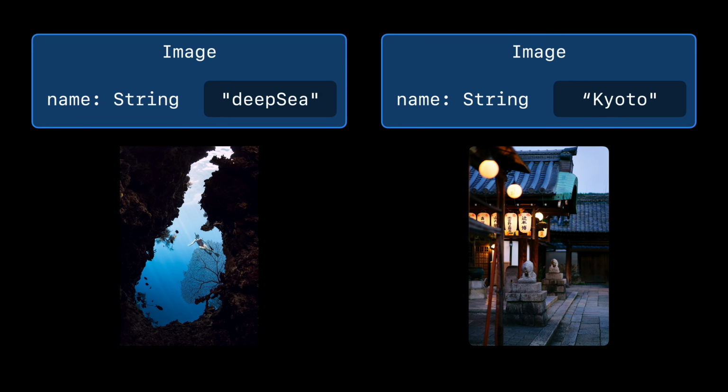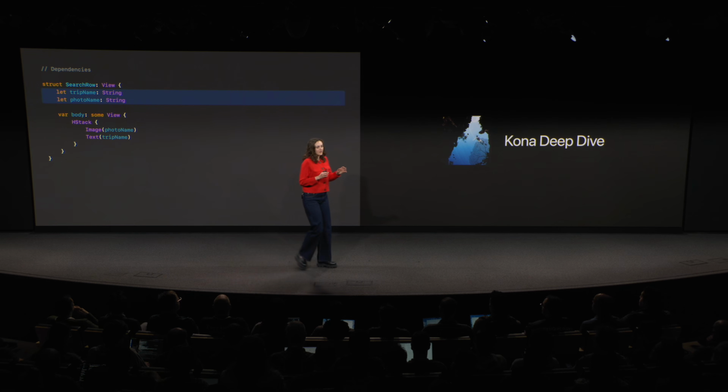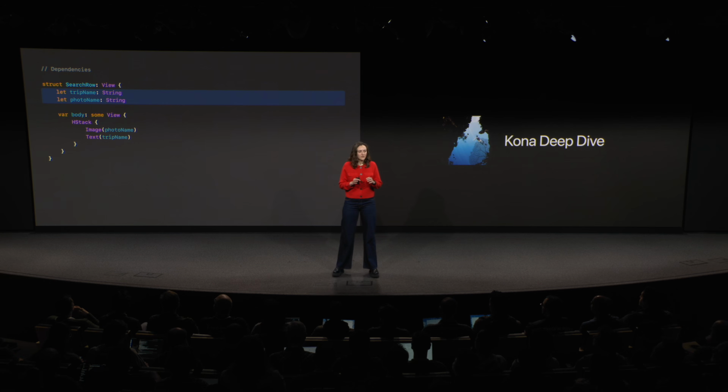Now, I'll take this flexibility and revisit the code for my search row. Instead of hard-coding the name of the image and the text, my search row takes arguments for the name of the image and the title of the trip. This version of my search row is more flexible. I can still use it to make the Kona deep dive row, but I can use it for other trips too. This gets me closer to the real design.